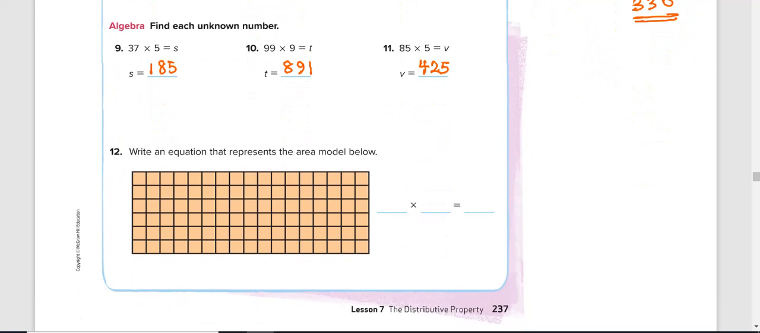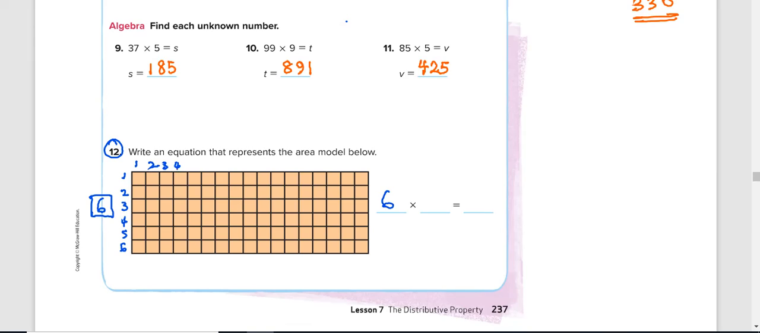Lastly, let's look at one more question. Question number 12. We want to write an equation that represents the area model below. Very simple. What you need to do, count your number of rows first. Follow this blue line. 1, 2, 3, 4, 5, 6. So it means we have six rows. So 6. Then we need to count in each row how many boxes we have, or columns. 1, 2, 3, 4, 5, 6, 7, 8, 9, 10, 11, 12, 13, 14, 15, 16. So in each row there are 17 columns or boxes. And to do this, that means we want to look for 17 times 6.